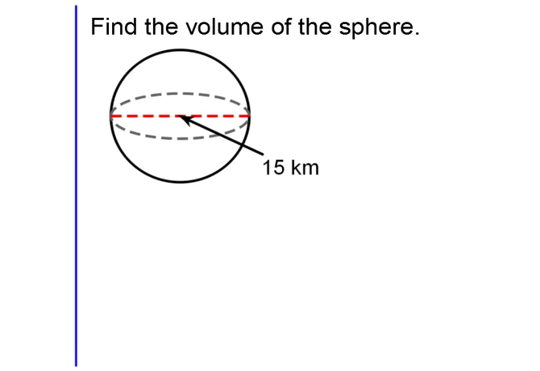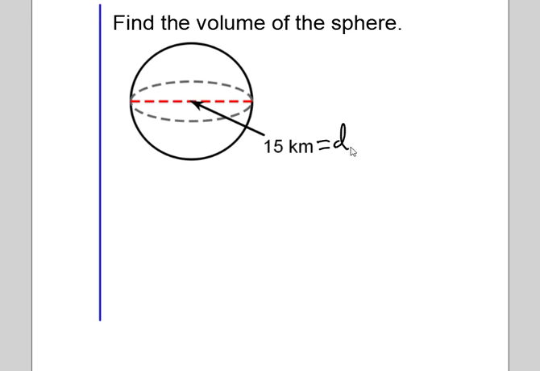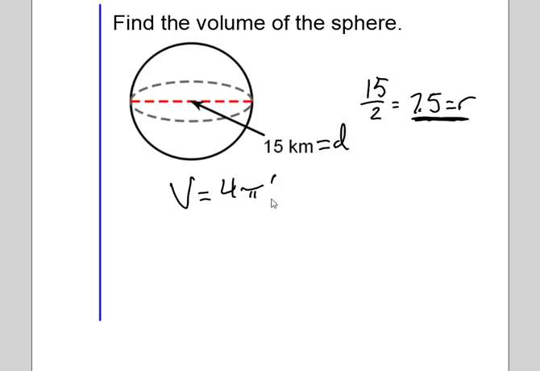So let's find the volume of this sphere. This 15 is not our radius. 15 is the diameter. So again, like in many of our problems, we're going to take our 15 and we're going to divide it by 2. And we get 7.5. This is our radius. We're going to use this in our formula. Volume of a sphere is equal to 4 times pi times the radius, 7.5, cubed divided by 3.